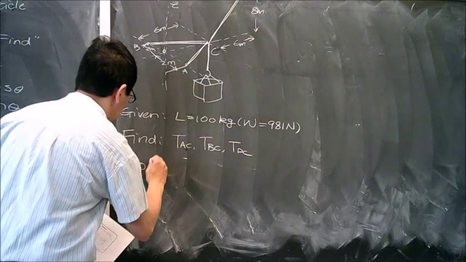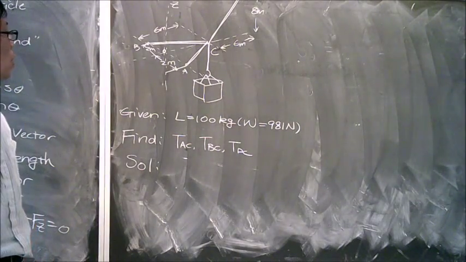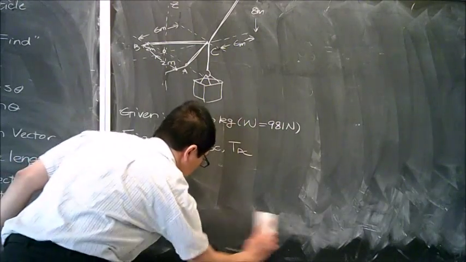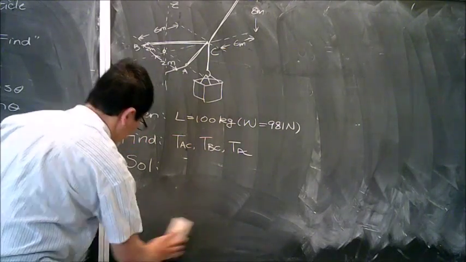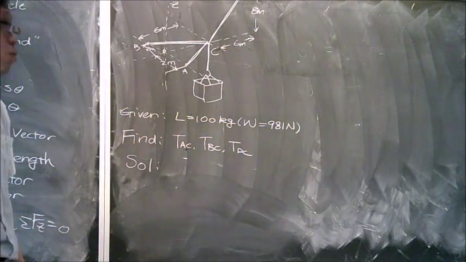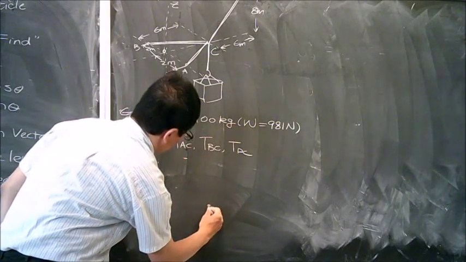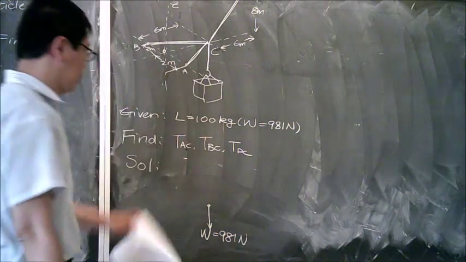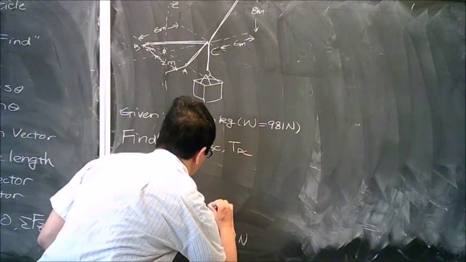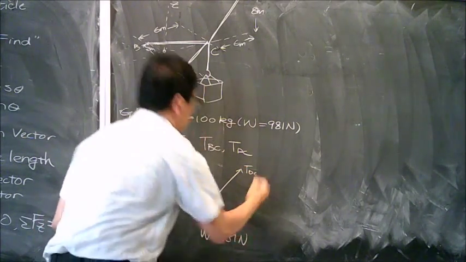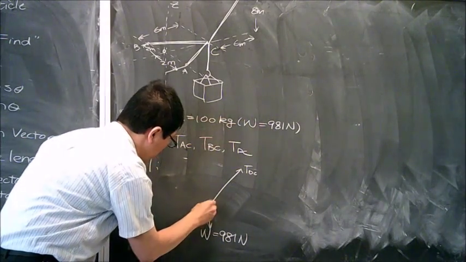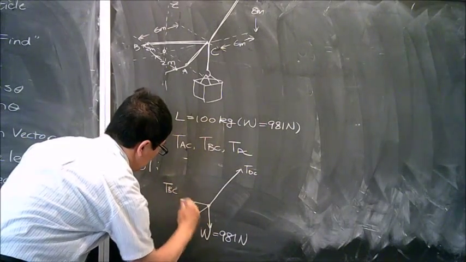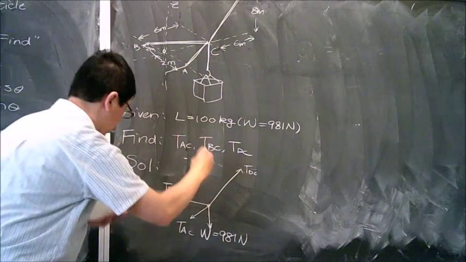So let's start. Okay. Over here, I know the three-dimensional free-body diagram is a little bit difficult to draw, but we can try it. It's going to be the weight, and we have TBC. We have two horizontal forces that lie on the same plane. They are TBC, TAC.